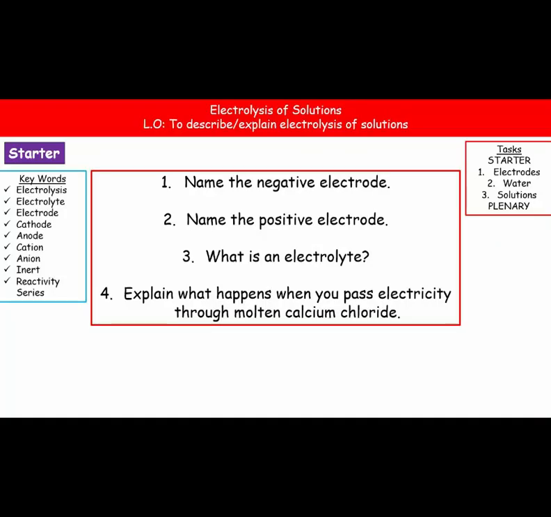So what we're going to be doing in our lesson today is having a look at the electrolysis of solutions. So hopefully by the end of this lesson you're going to be able to describe and explain what's actually happening when we carry out the electrolysis of a solution.